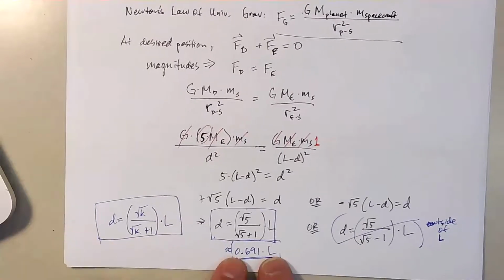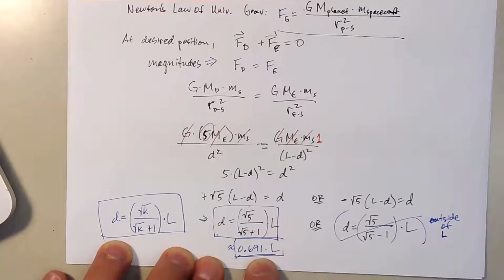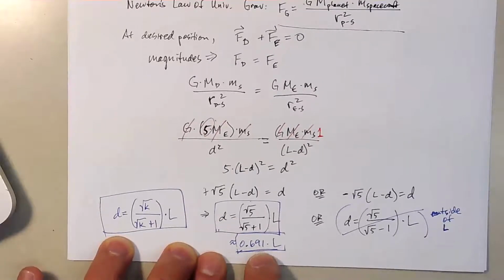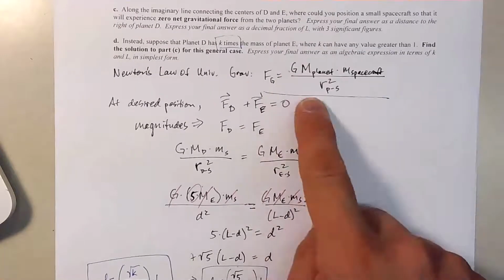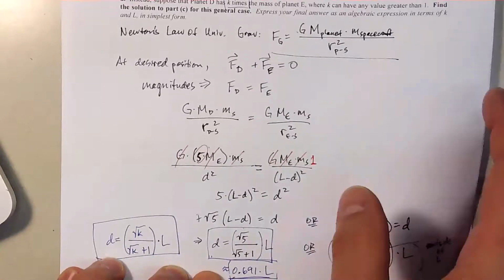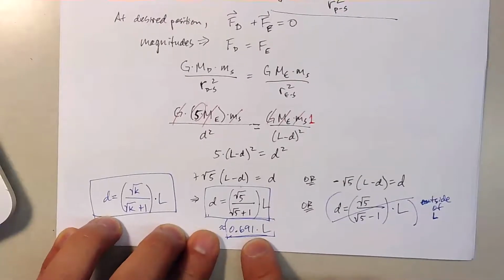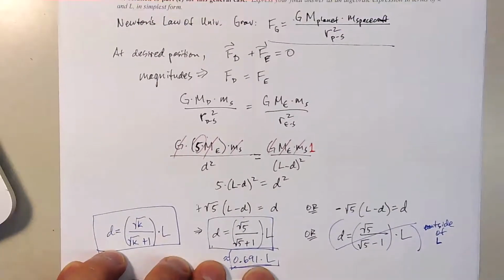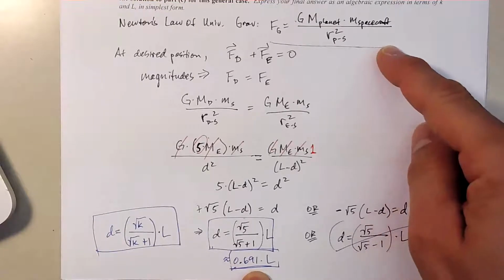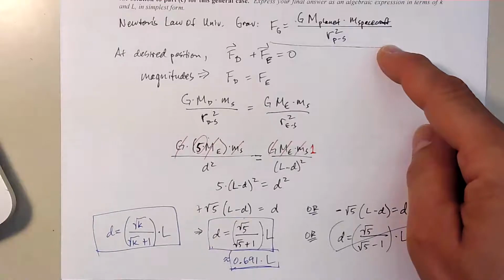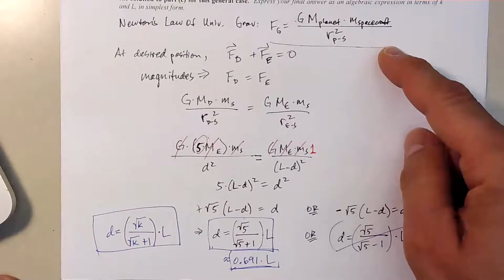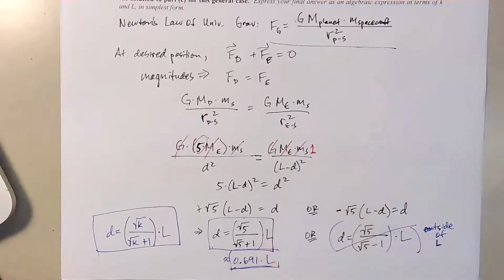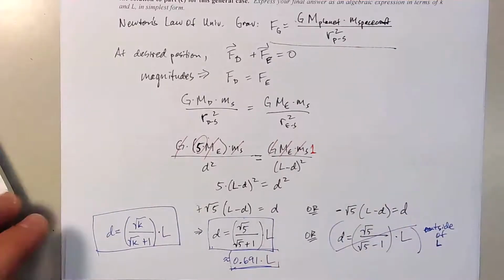You can also double check. Now that we know where to position the spacecraft, you can put the spacecraft at this location and then go back and actually calculate what the value of this expression is for both planet D and planet E acting on the spacecraft when the spacecraft is there. What you'll find is that these two are both equal to about 10.5 or so of G mass of E times mass of spacecraft over L squared. So it turns out they're exactly the same. That's good. I think that means we got the right answer.